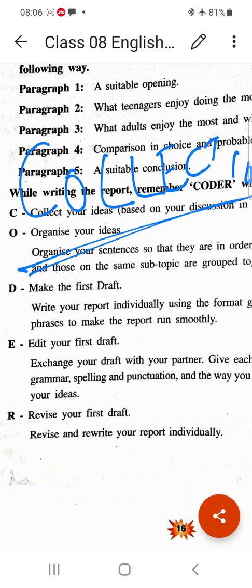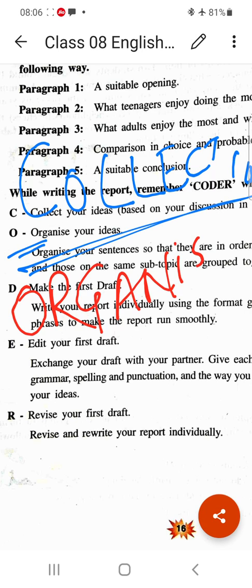Then comes O. What is O? O is organizing that idea. How are you going to start? Which type of sentences are you going to use? This is called organization of the idea.